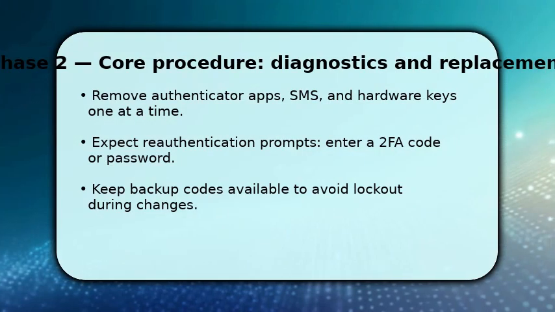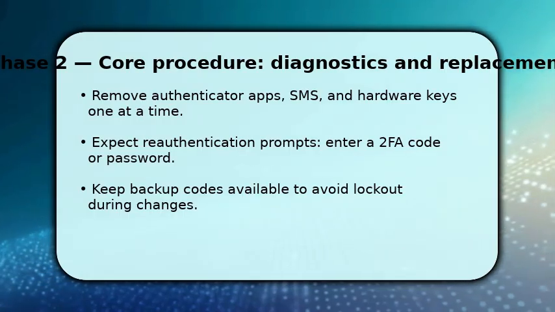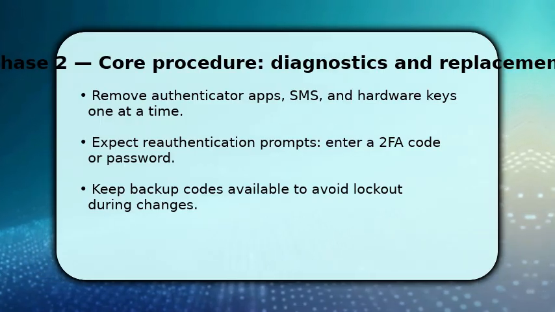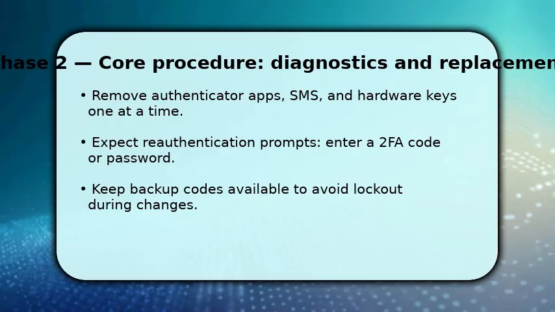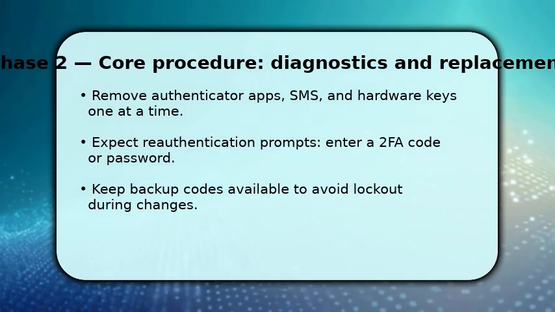Proceed to disable each 2FA method listed: Authenticator apps, SMS, hardware keys. Select the method, then choose Remove or Disable. The interface usually prompts re-authentication. Enter a current 2FA code, password, or confirm via email when asked.